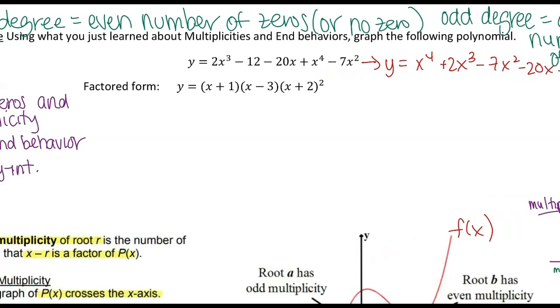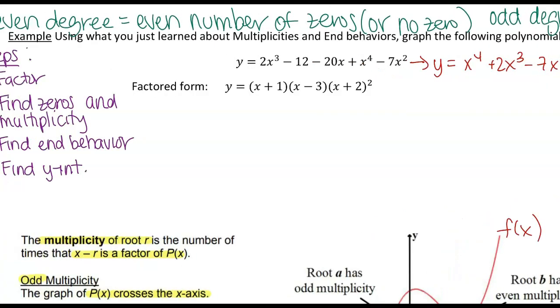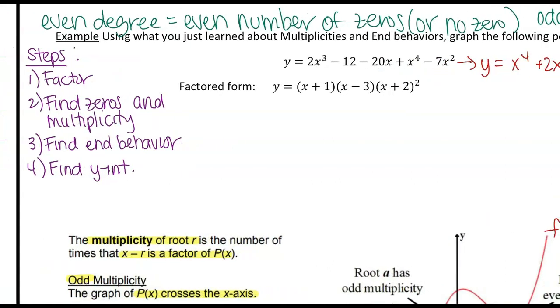Okay, so I like to number things so that way you guys can follow my process. For step number 1, it says to factor. Well, luckily for us, step 1 is done. This is in blue. It's factored. Step 2 is to find your zeros and your multiplicity.